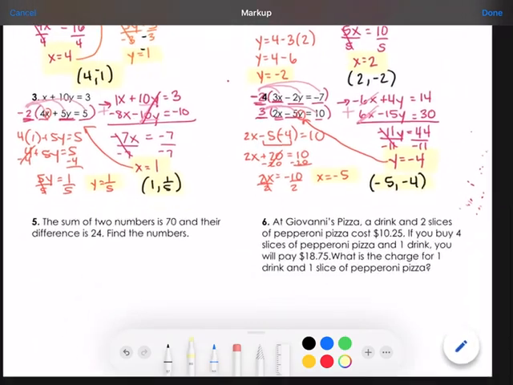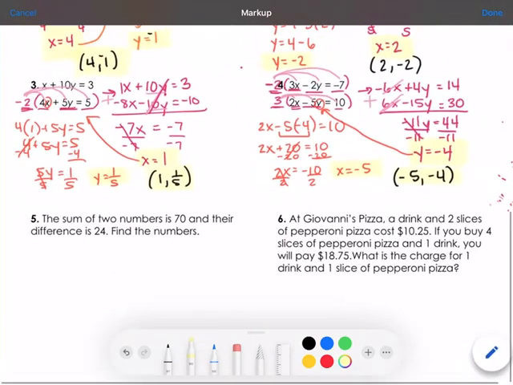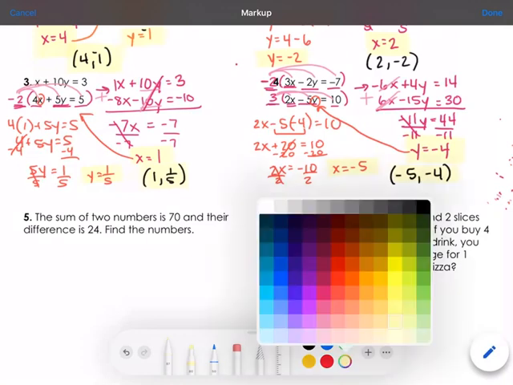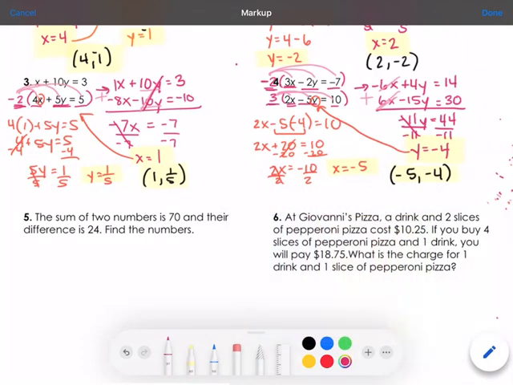Okay, so now we're going to do a couple word problems, solve them using elimination, and I think you'll see that these are not too hard to set up or to solve. So in this first one, it says that the sum of two numbers is 70. Sum is a word that means we're adding. We're talking about two numbers, we don't know what they are, and they equal 70.